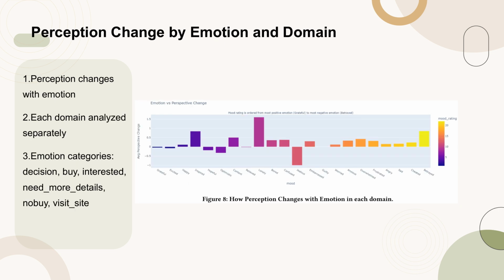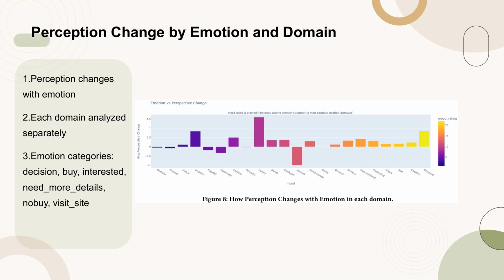Figure 8 illustrates how perception varies across different emotions within each domain. The analysis is conducted separately for each domain, focusing on the decision categories: buy, interested, need_more_details, no buy, and visit_site. This figure helps in understanding the nuanced shifts in perception that occur as emotions fluctuate within specific contexts.